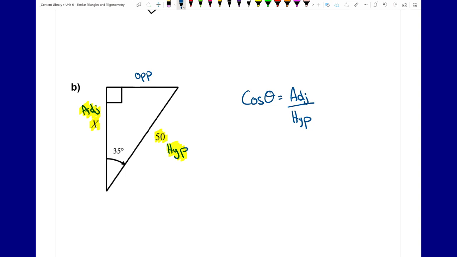Then again, we can plug in our information, determine what scenario it is, and go from there. But all we want to do in this example is just determine what ratio.